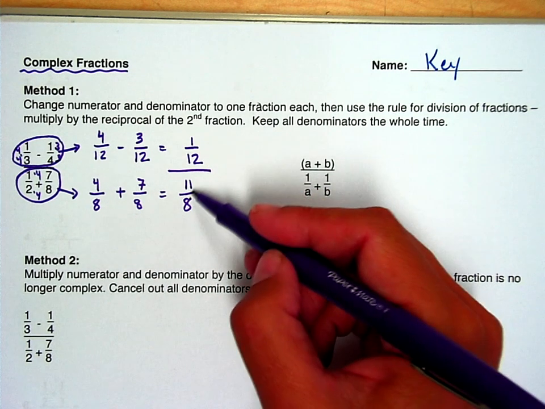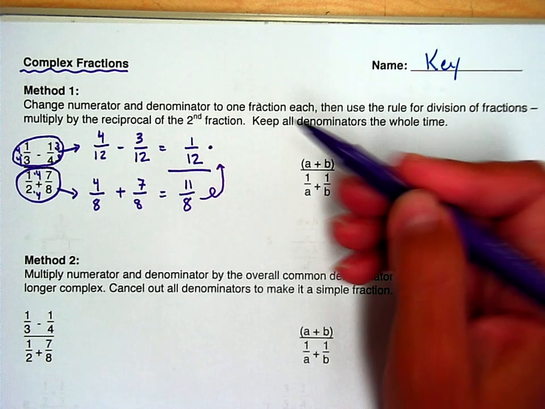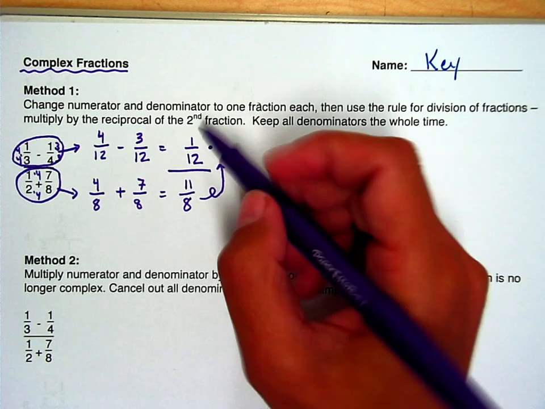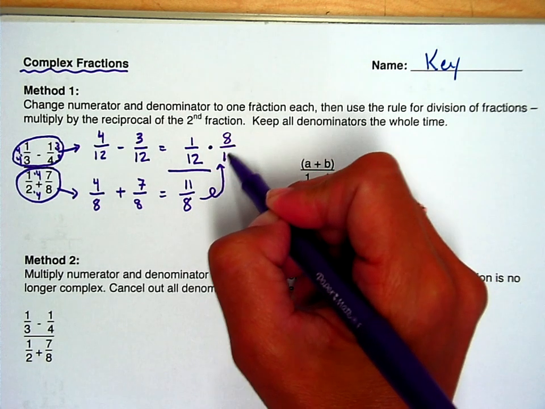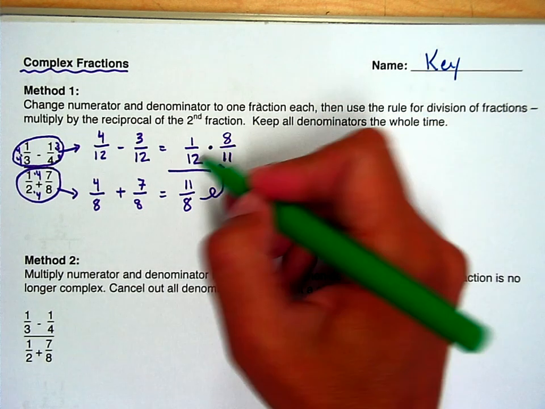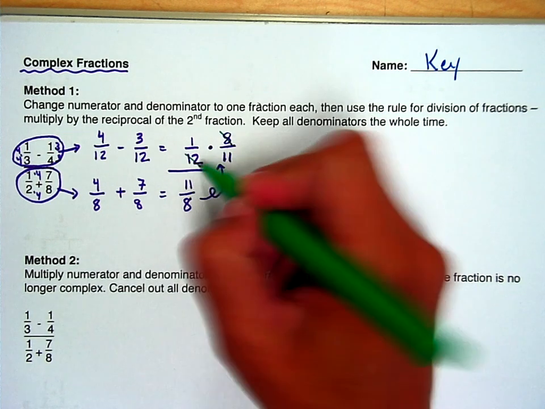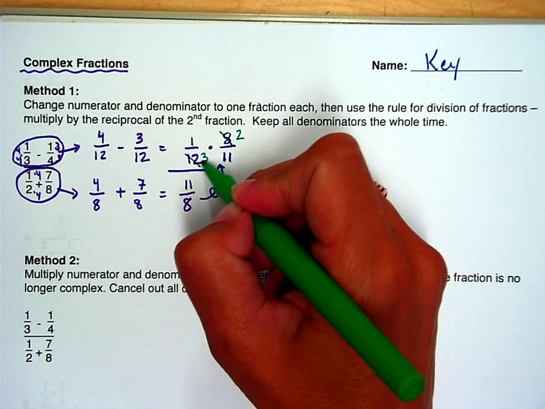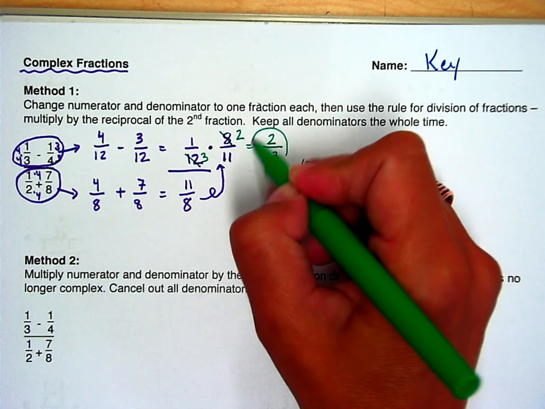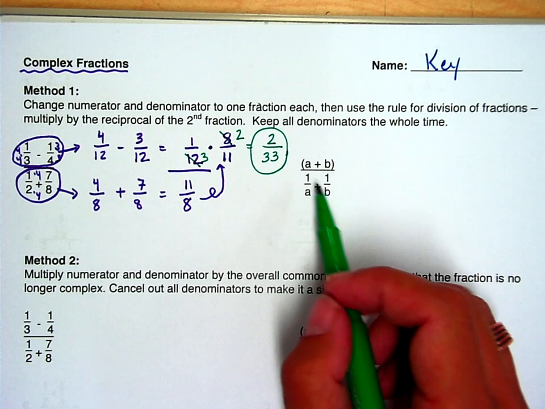Once I now take a fraction, divide it by another fraction, I just use the rule of division for fractions, which means multiply by the reciprocal of the second one. So I take the second one and flip it. Now the 8's on top, 11's on bottom. Here I can do some simplifying before I even multiply across. I can simplify because 8 and 12 can both be divisible by 4. That leaves me with a 2 and a 3. Now I multiply across and I get 2/33. That's method 1.